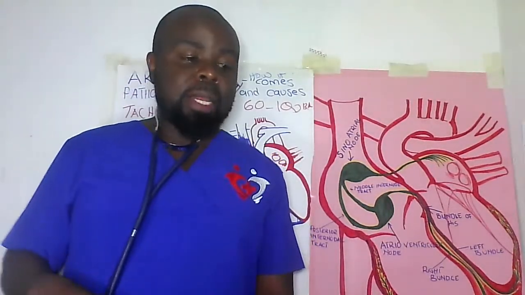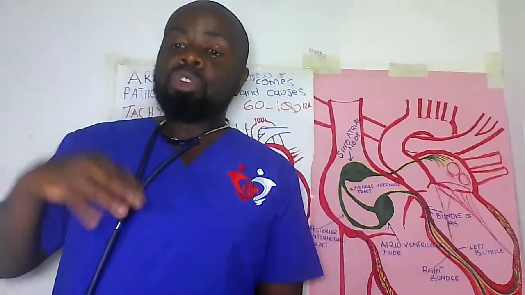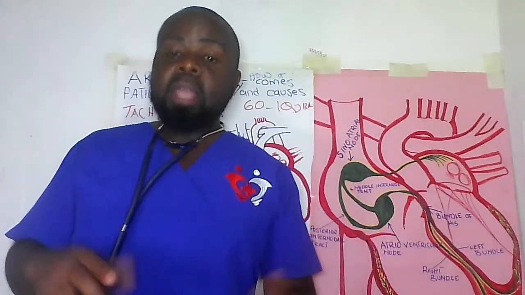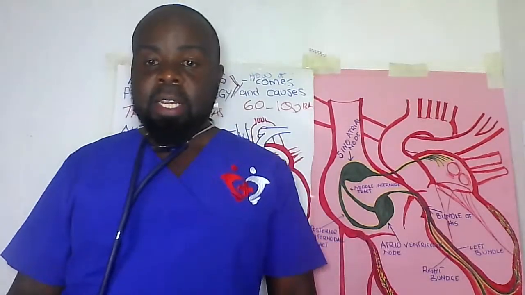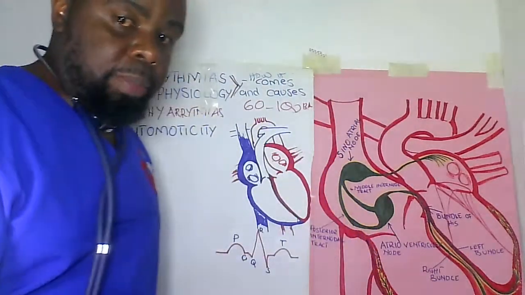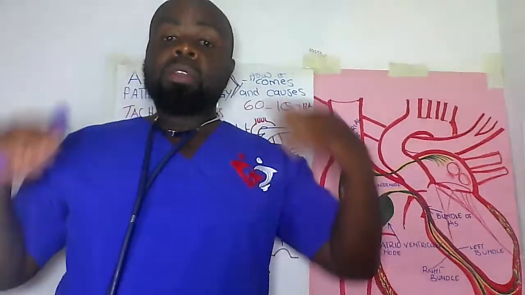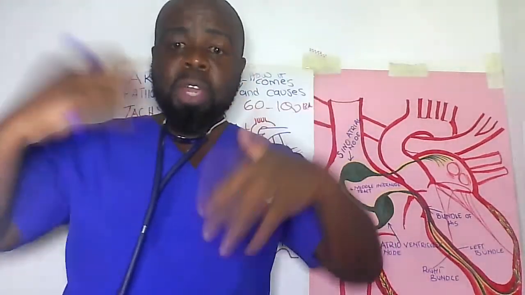Today we are going to learn the causes that bring the heart to run with a bad rhythm, either tachy or brady. Tachycardia, we say, is a faster heartbeat. Bradycardia, we say, is a slow heartbeat. So what causes the faster heartbeat and what causes the slow heartbeat? There is something called automaticity, the way it beats.